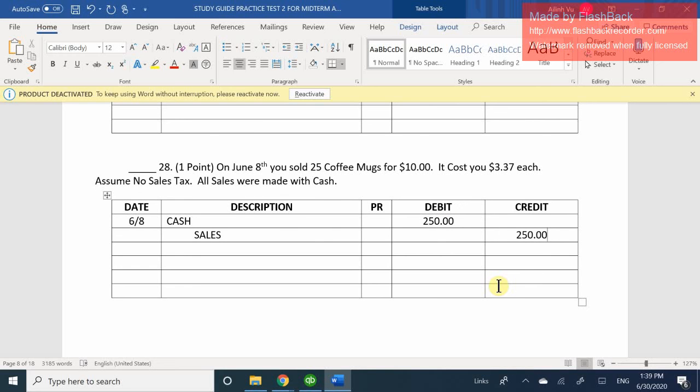Oh wait, hold on. You sold... yes, good. And then it's going to be cost of goods sold and coffee mugs, both for $84.25. Yes. Oops, 84.25. Wow, it came out even. Wait, really? 3.37 times 25 is even?